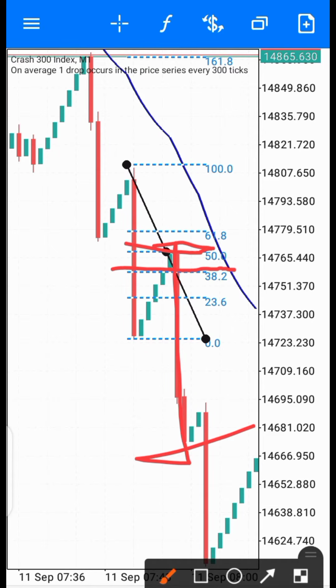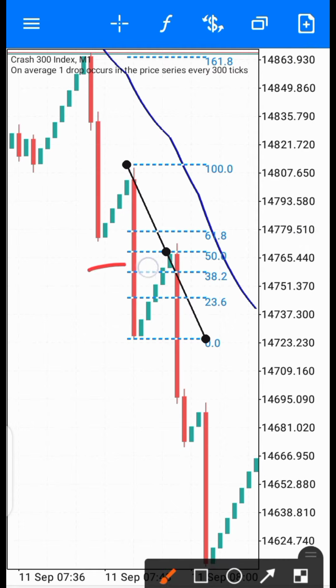You understand? 61.8 should always be your stop loss. You understand? When you place a sell at this level 38.2 and there is no spike till this 61.8, close the trade.